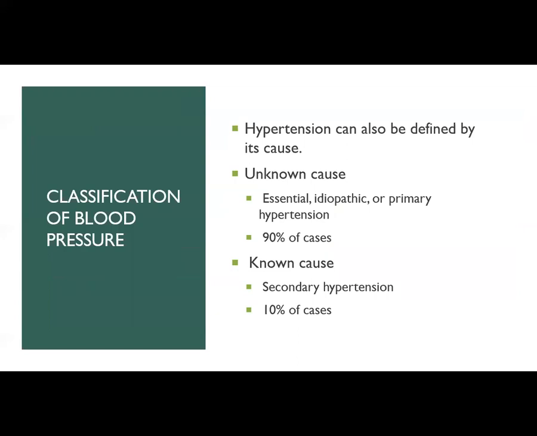We can have different classifications of blood pressure. We've got our unknown causes, which are our essential, idiopathic, or primary hypertension, and that's about 90% of the cases. With these, we're just not entirely sure why the patient has high blood pressure. We just know that they have it. The other 10% of cases are your secondary hypertension cases, which are your known causes.